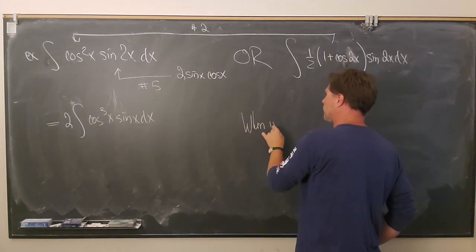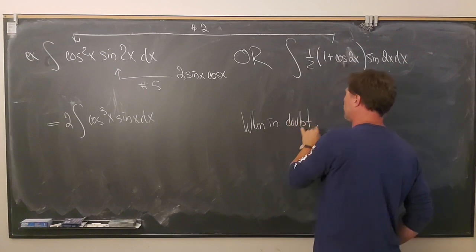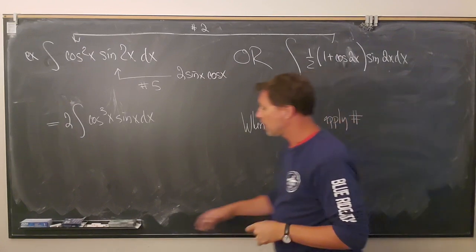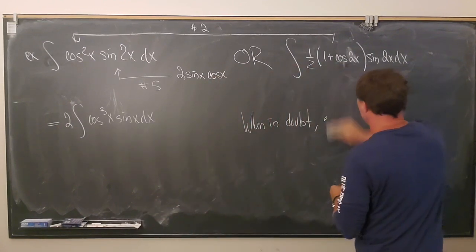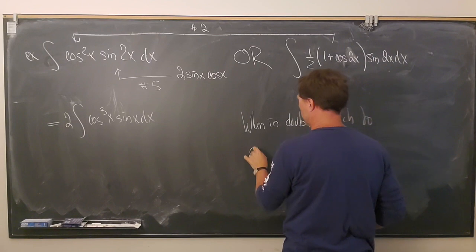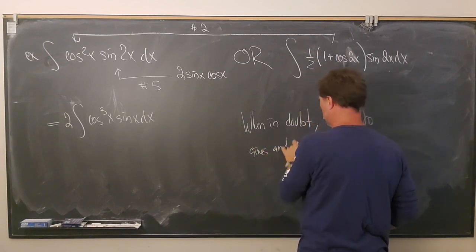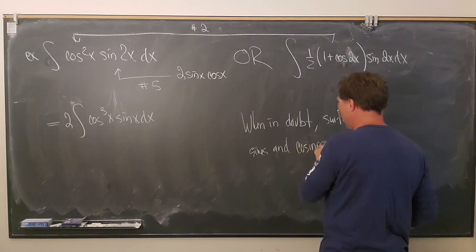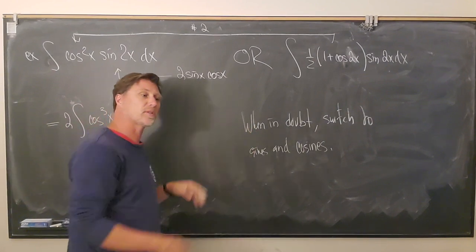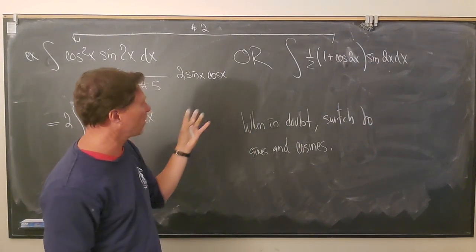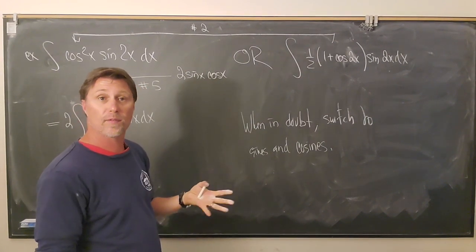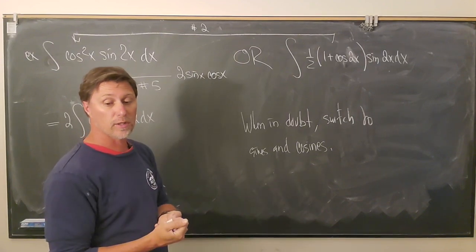So when in doubt, switch to sines and cosines. That's not always the correct way to do it. But if I get stuck, sometimes you're handed an integral that doesn't fit with any of the general procedures. I try various identities, seeing what I can do, splitting things up. Sometimes, as a last resort, I switch to sines and cosines, and often things will fall apart. So integrating trig functions takes some work.